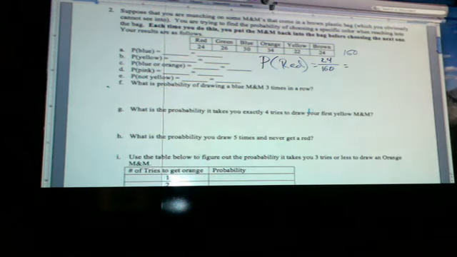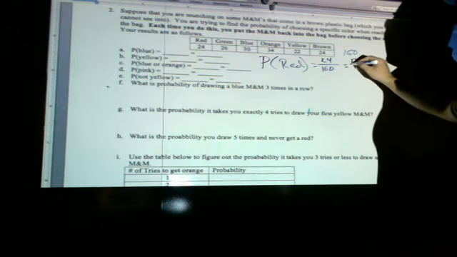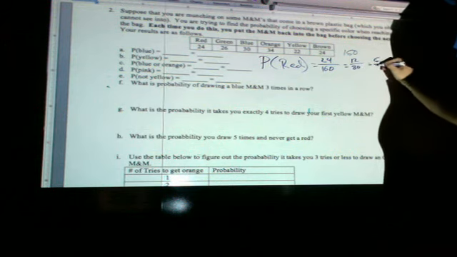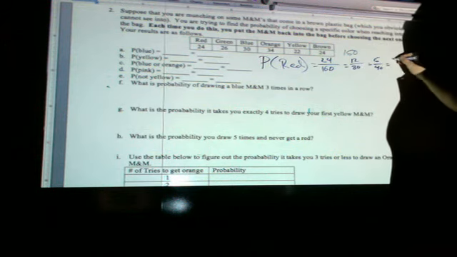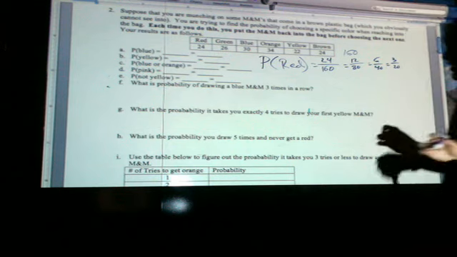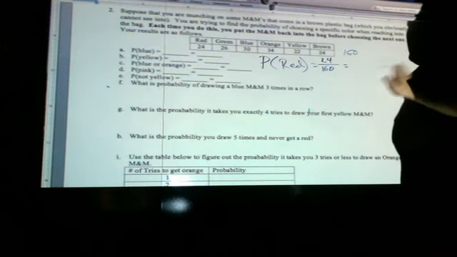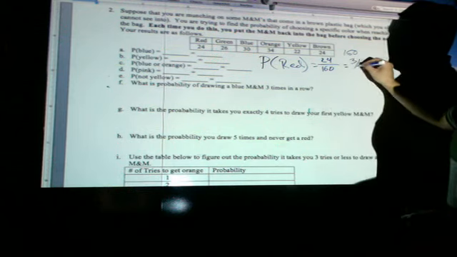I'm going to try to do it in my head real quick. So it's 12 over 80, which we reduce again to 6 over 40, which we reduce again to 3 over 20. Yeah, good job, Mr. Branch, 3 over 20. So the probability of red, all reduced down, is 3 over 20.